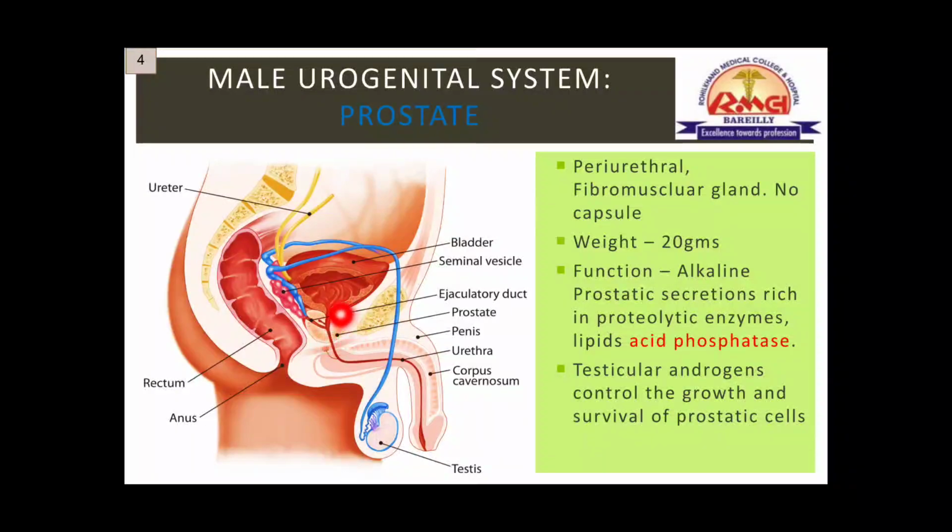It is a fibromuscular gland that is composed of fibrous tissue and muscular tissue, and it has got no capsule. Its weight is around 20 grams and its function is to secrete the prostatic secretions. The prostatic secretions are rich in proteolytic enzymes, lipids, acid phosphatase. It helps in the liquefaction of the semen, and the growth of prostatic cells, prostatic glands, prostatic stroma is under the control of testicular androgens.